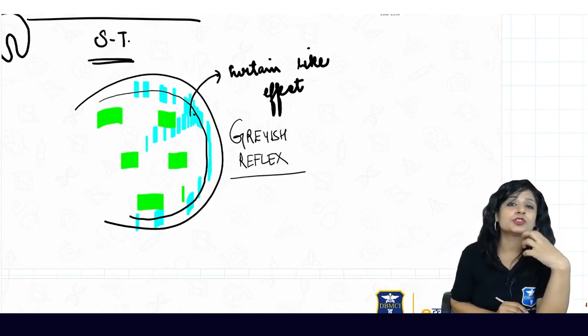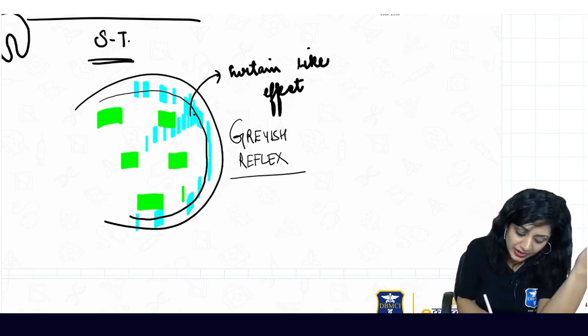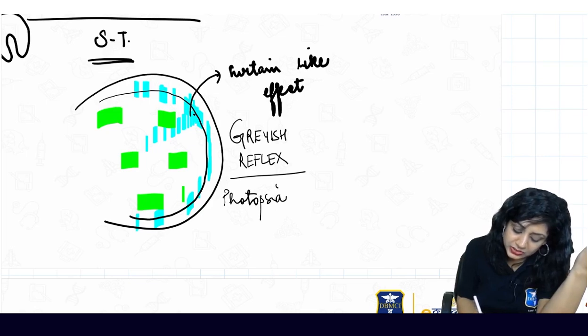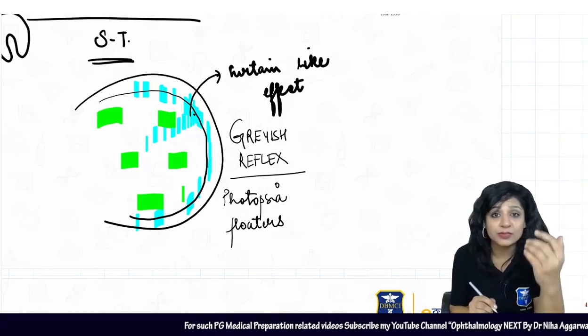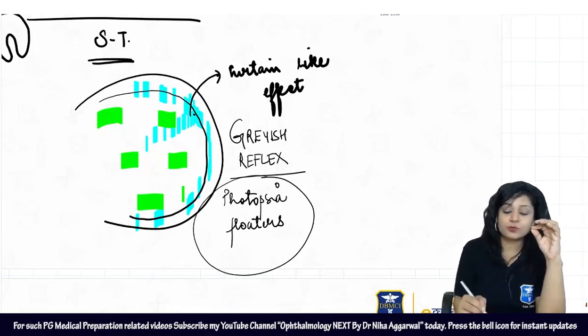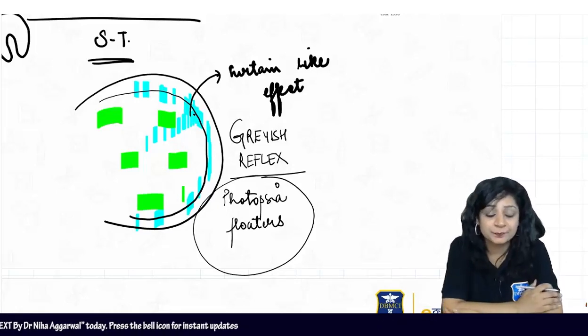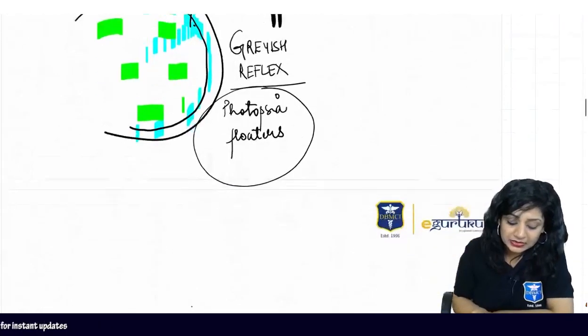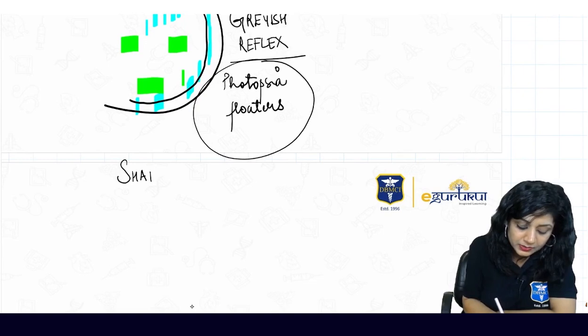Then because we have irritation of the neurosensory retina, we have the photopsia. And due to the vitreous degeneration, we also have floaters. So whenever you have retinal detachment, grayish reflex, and curtain-like effect, along with photopsia and floaters, it is always rhegmatogenous retinal detachment. One very important sign that you get in RRD is the Schaeffer's sign.